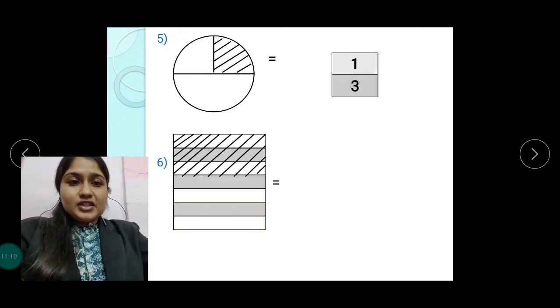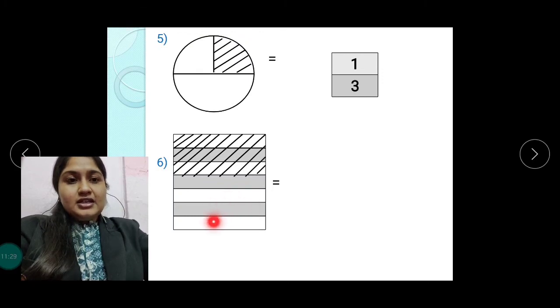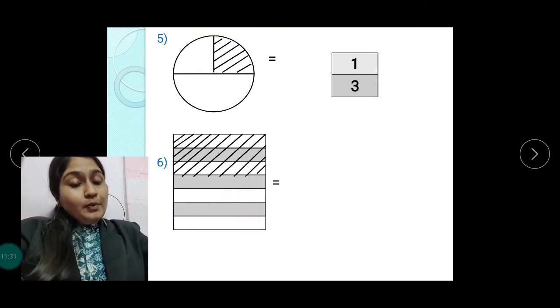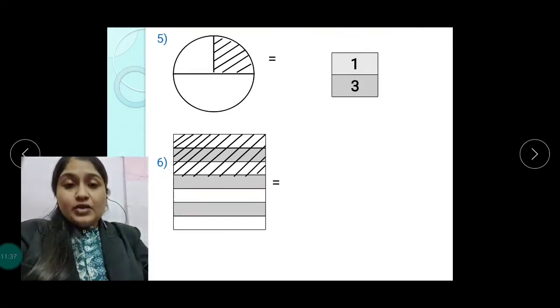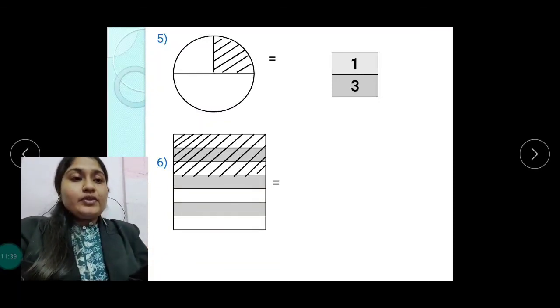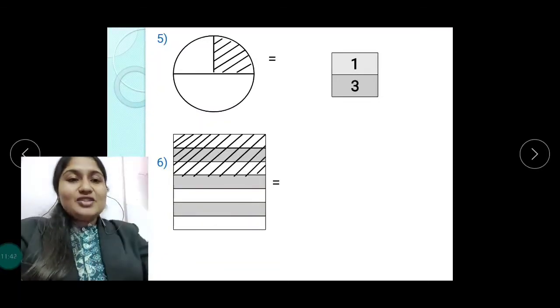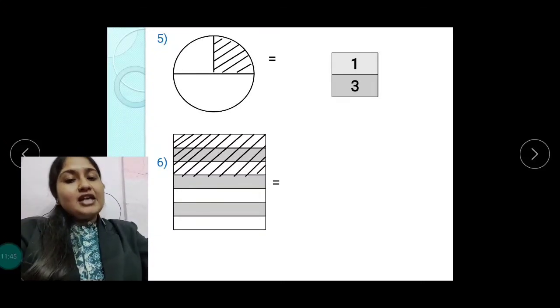Now students, here the sixth one. Yes, this is also a rectangle. So let us see into how many parts it is divided. Okay, so see, 1, 2, 3, 4, 5, 6, 7. So into how many parts is it divided? 7 parts, right? So it is divided into 7 parts. Okay, I am not showing this on the finger. So this is divided into 7 parts, as you are seeing this on the screen.